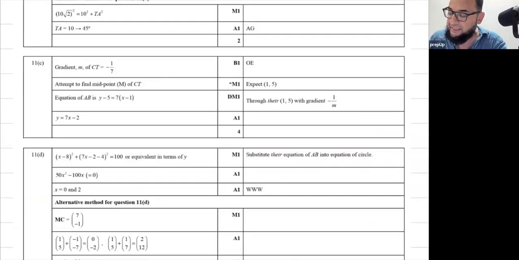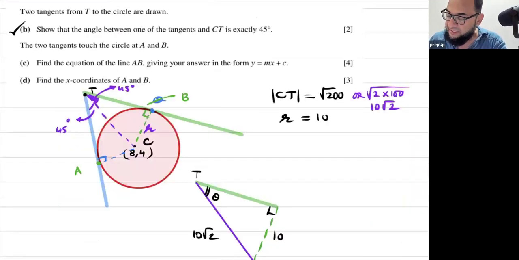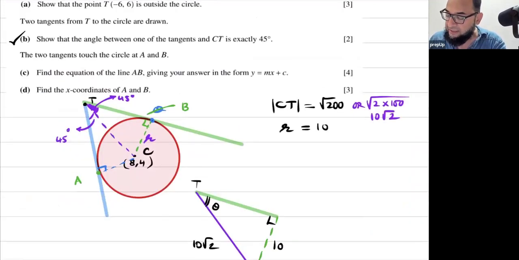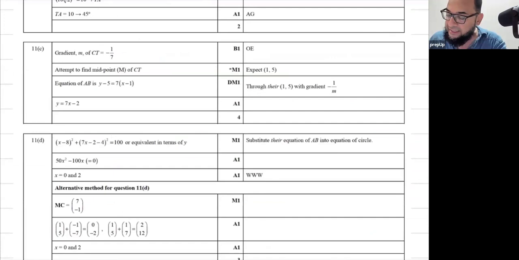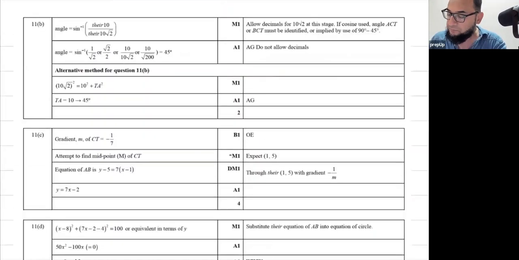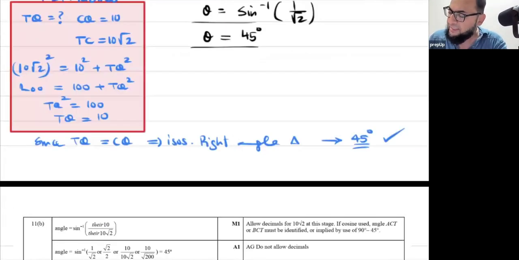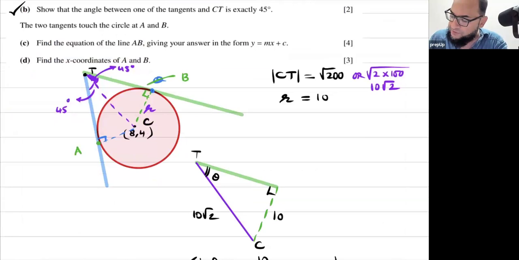Gradient of CT is negative 1 over 7. Do we have C? Do we have T? So we have this gradient. And then it says attempt to find midpoint M of CT. Equation of AB is this thing. So why are they finding the midpoint of CT? They are saying that this should be something like a kite. So that is the concept that they're using.